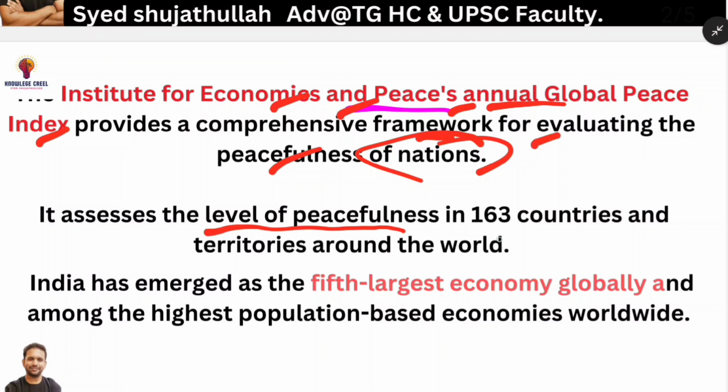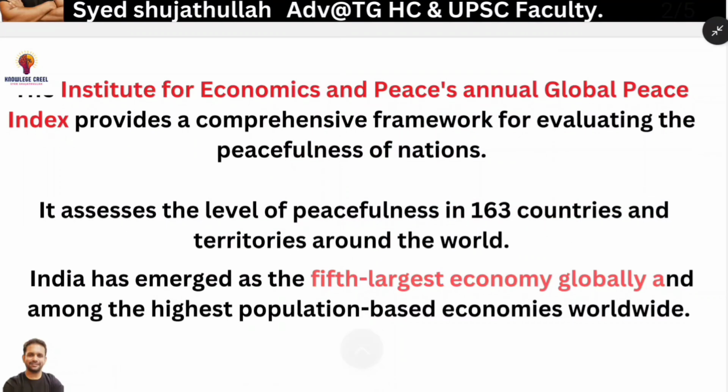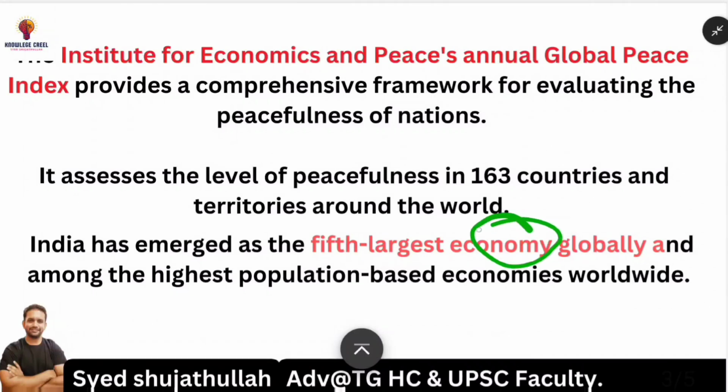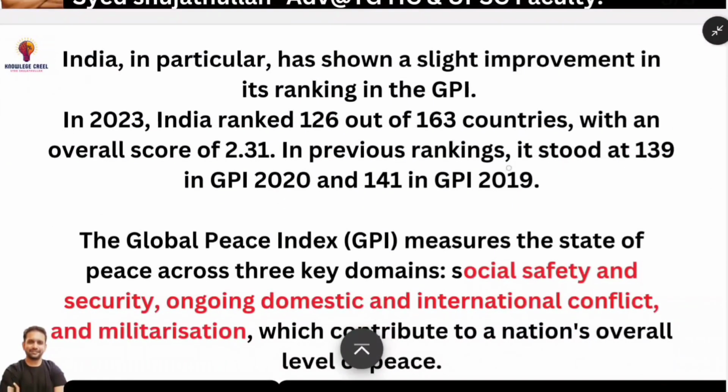It assesses the level of peacefulness in 163 countries, a very good number of countries taken up for ranking around the world. According to this report, India has emerged as the 5th largest economy globally at this point of time and has one of the highest population-based economies worldwide. India in particular has shown a slight improvement in its ranking in the Global Peace Index. The abbreviation of the Global Peace Index is GPI.